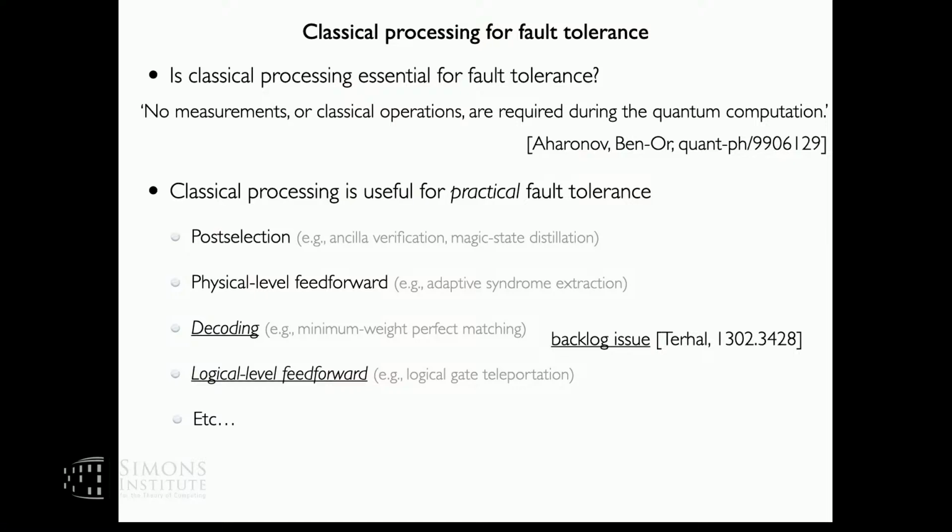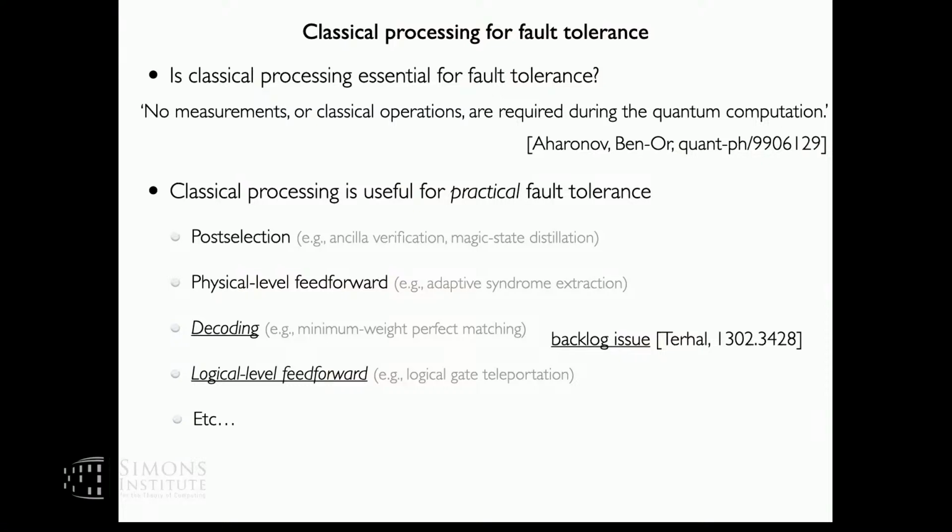Okay, here, let's go back to classical processing. It's a little bit hard to list everything that you do in classical operation. Here are some examples. Post-selection is based on error detection, and it's used in the ancilla verification procedure and also in magic state distillation. Physical level feed-forward is also very general, meaning that I want to adaptively determine a subsequent syndrome extraction circuit based on some previous Pauli measurements.